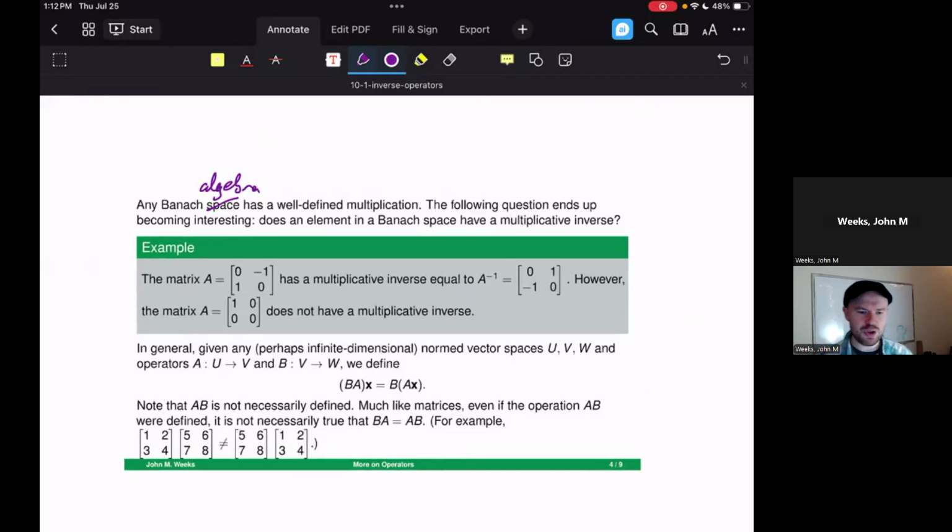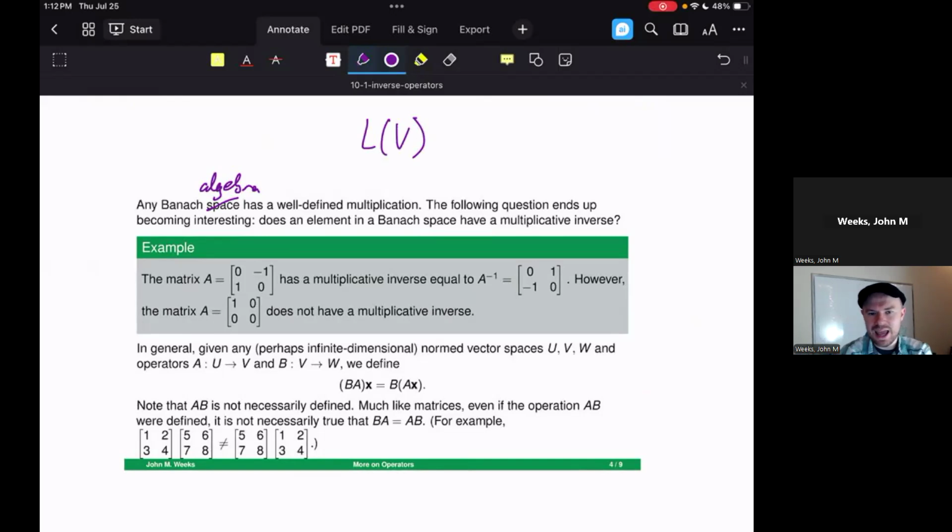The types of Banach algebras that we're going to be focusing on in this class are just spaces of operators, the spaces we've been looking at, like L of V, whenever we talk about a Banach algebra. However, there are more examples of Banach algebras than these. We'll just be focusing on these because we want to keep our focus on operators. So the following question becomes interesting once you have a multiplication operator.